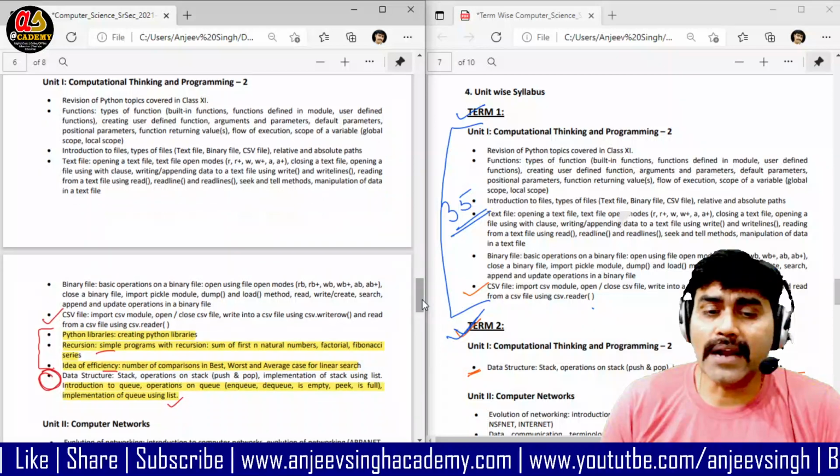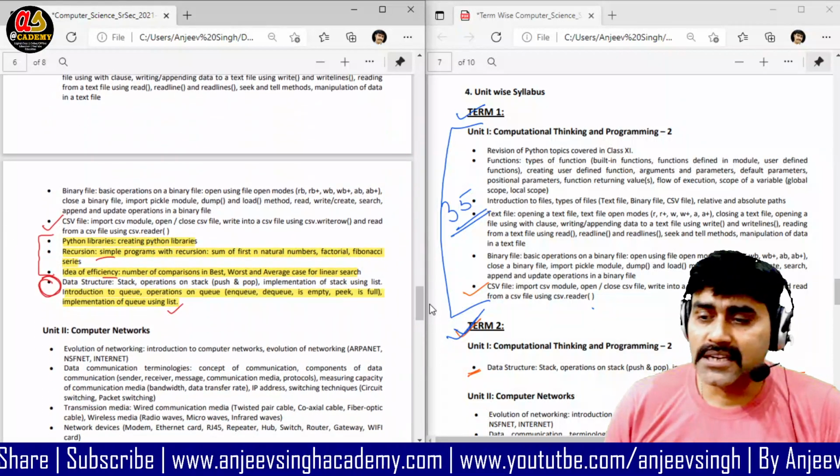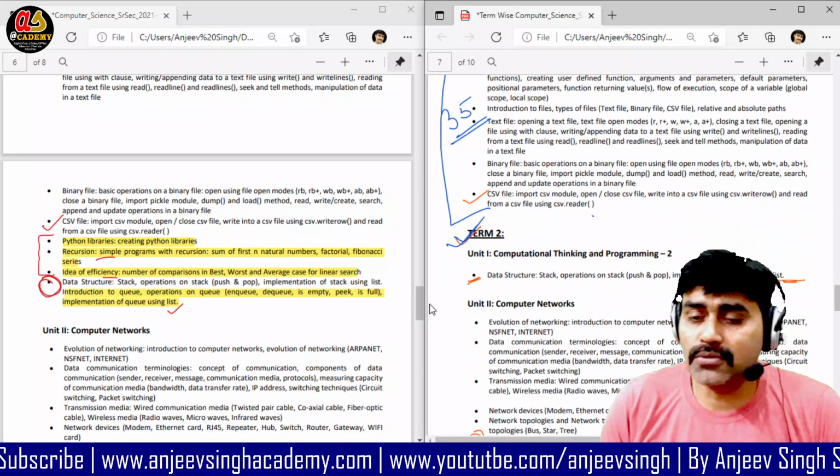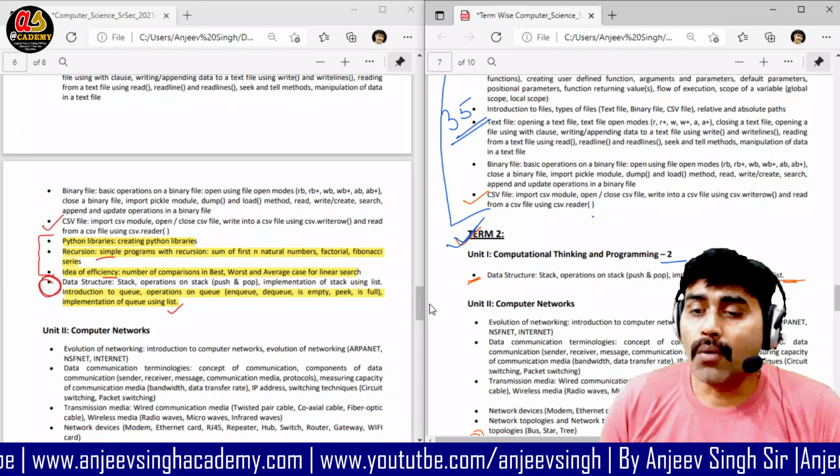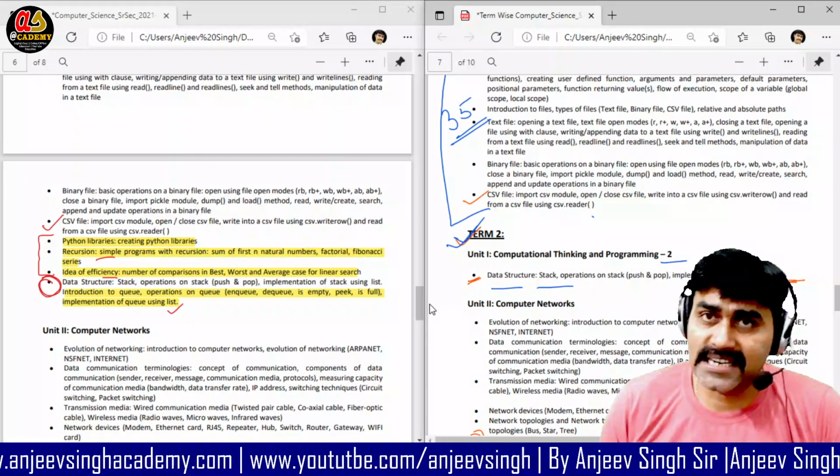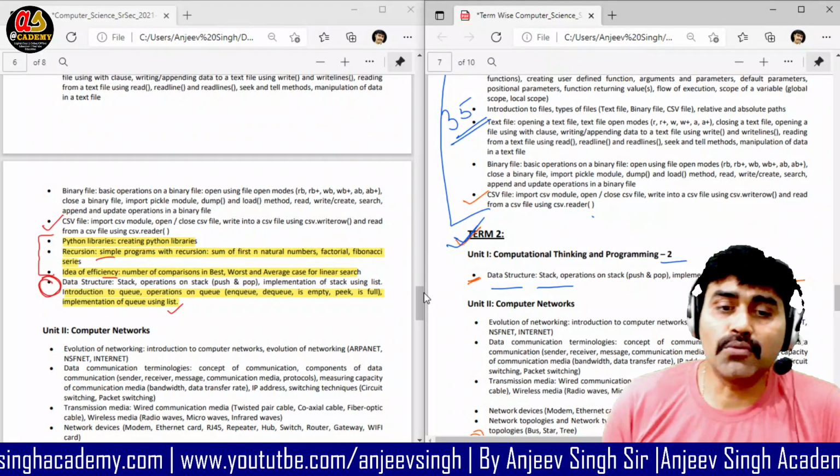But when you look at term 2, you can observe that there are so many changes. In term 2, from computational thinking and programming, you have to teach only one data structure, that is the stack only. But what about the other concepts?